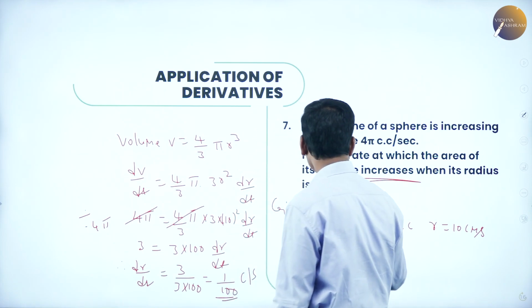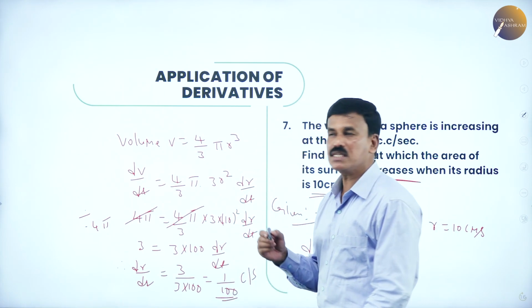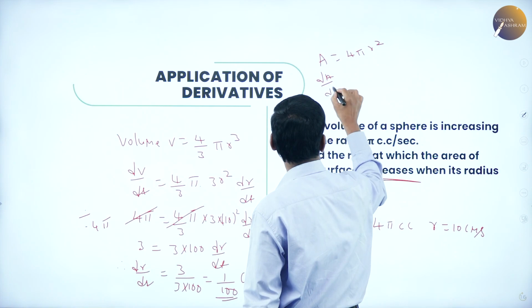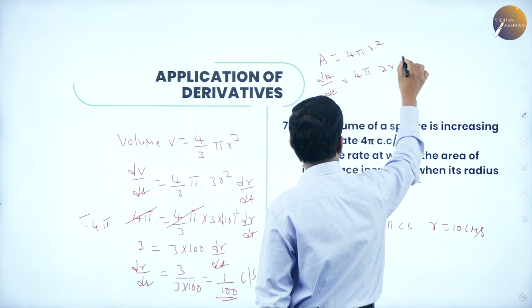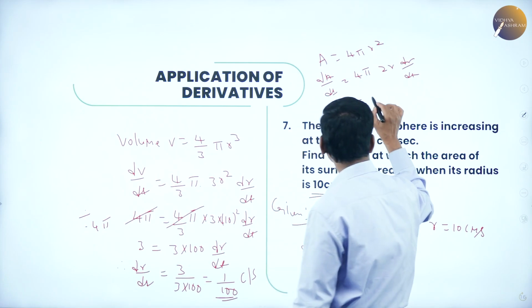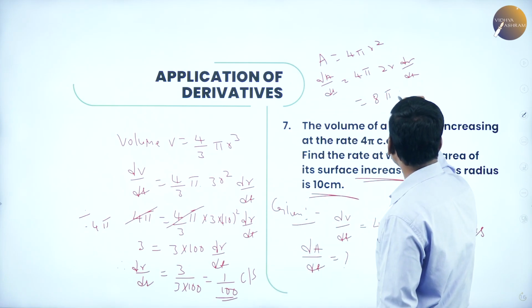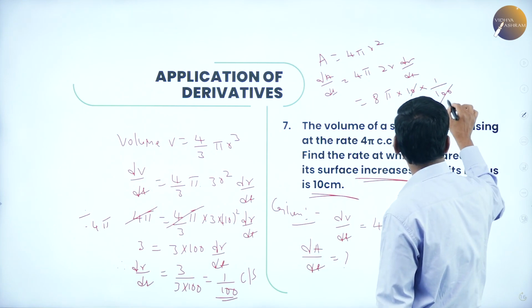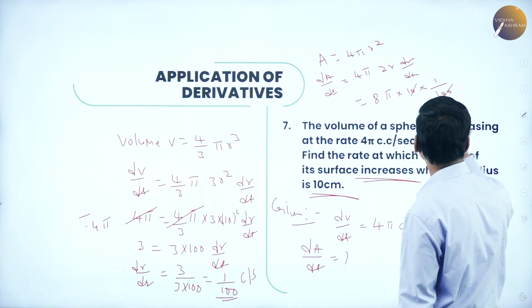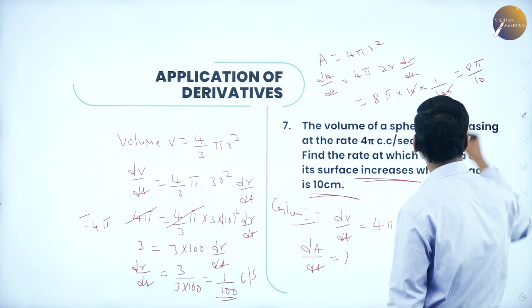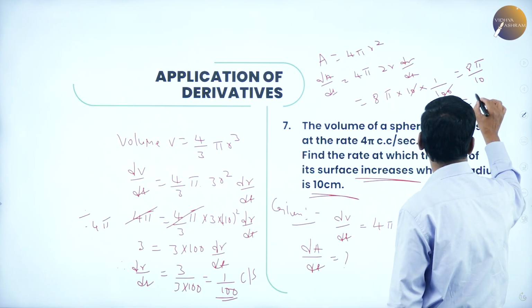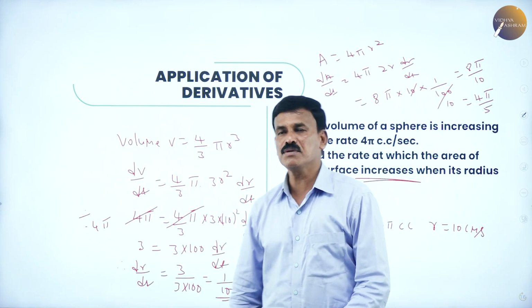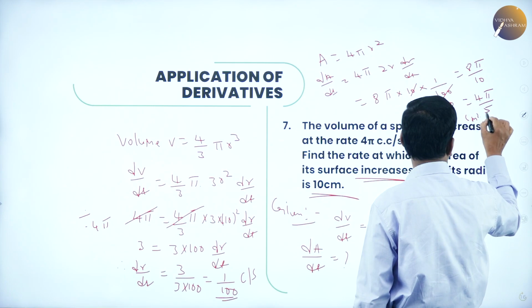Now what is required is to find dA by dt. You know the area of a sphere is 4 pi r square. Differentiate it. dA by dt is equal to 4 pi into 2r dr by dt. Substitute, that's all. 4 2s are 8 pi, r is 10, into dr by dt, which is 1 by 100. So 10 tens get cancelled, 8 pi by 10. So 8 pi divided by 10. Simplify this. If you divide by 2, this is 4 pi by 5. What is the unit? Centimeter square per second.